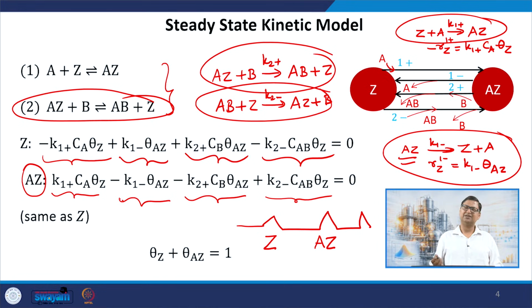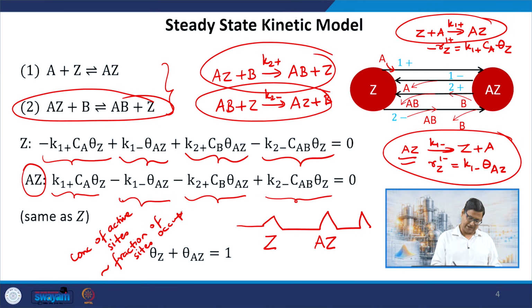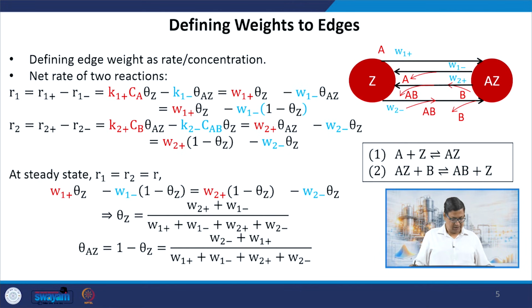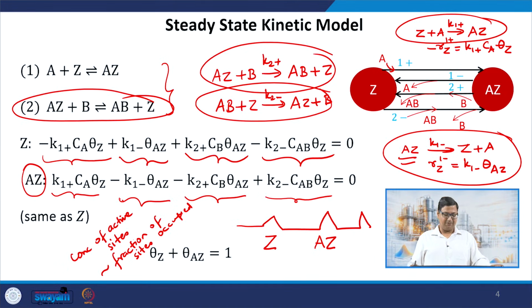We can interpret the concentration as fraction occupied, so that if I sum up the two concentrations, I will get it equal to 1. So if I now apply this idea, I can basically solve this equation and get theta Z and theta Az.